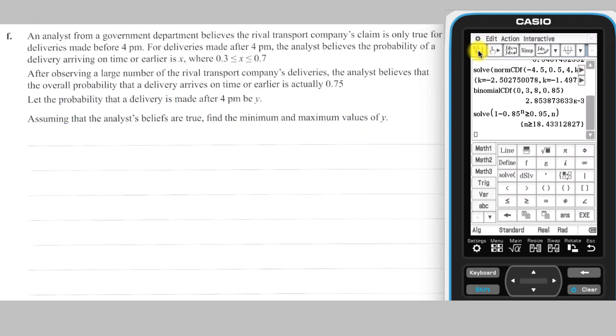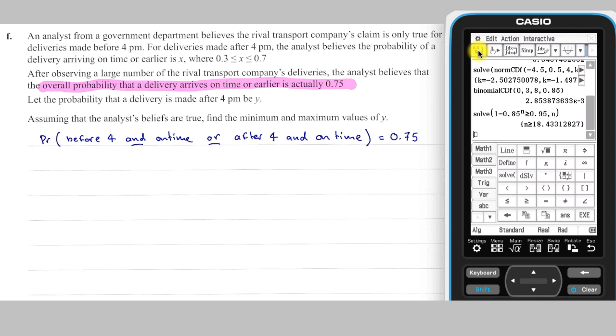Part F. Based on the information provided about an analyst's beliefs, we have an overall probability of an on-time or early delivery being 0.75. However, this 0.75 probability is actually the probability of one of two scenarios. Either the delivery is made before 4 and is on time or early, or the delivery is made after 4 and is on time or early.